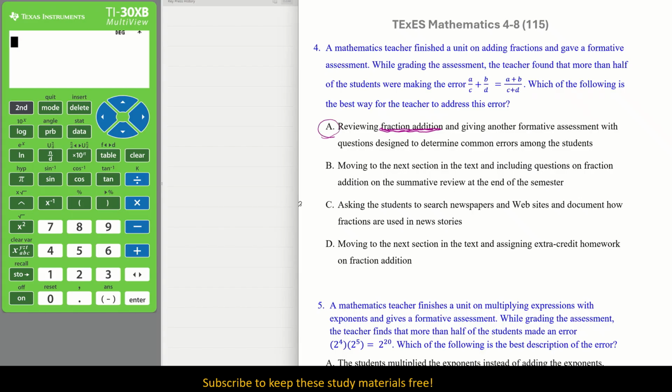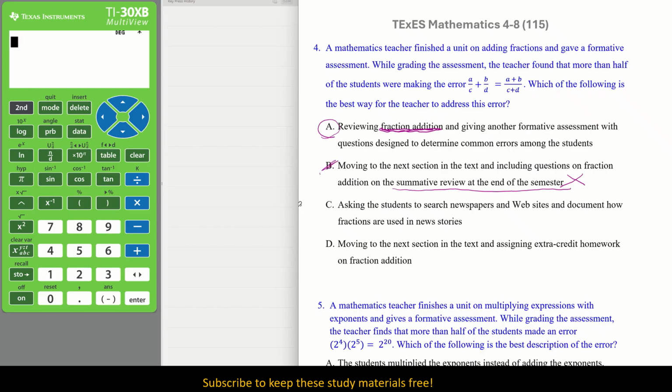But let's look at what B says. Moving to the next section in the text and including questions on fractions on the summative. Not on the summative. No, you do not wait till the end. You must attack your problems as you move on. That's what I like about A. It's such a flexible answer. Yes, I am kind of reading in between the lines for A, but it's still there for me. So let's get rid of B.